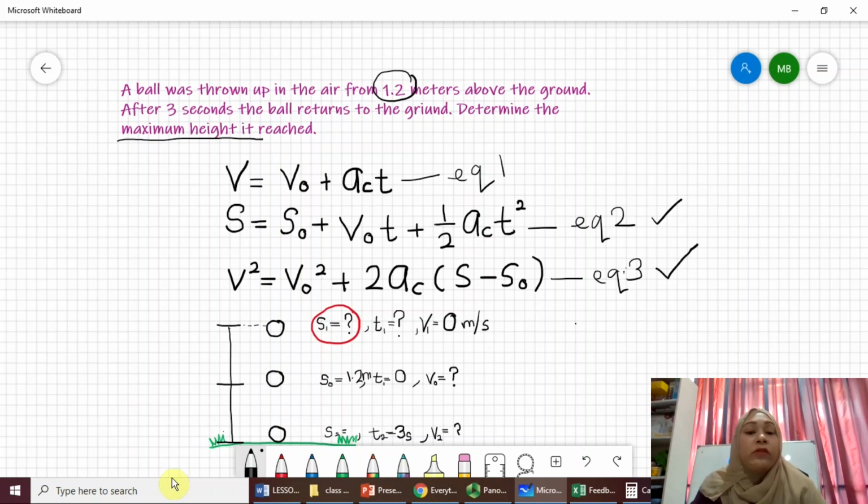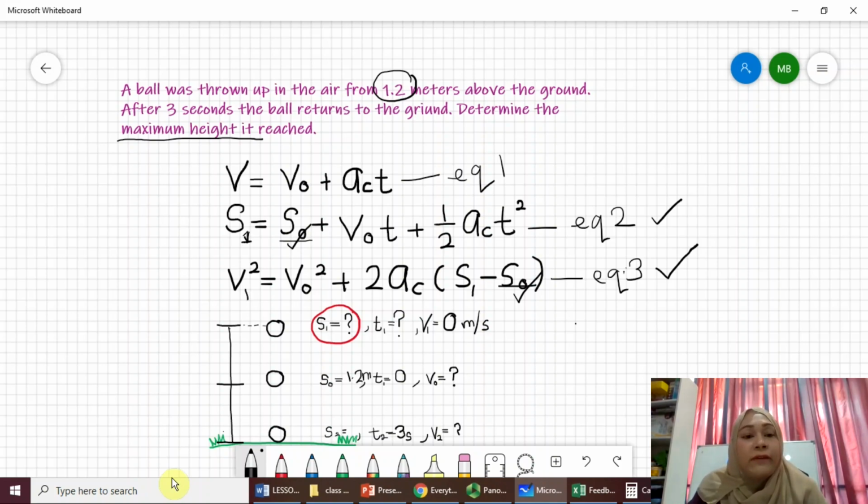Now, since you have 3 different positions here, and in this equation each position uses the initial position, where you can see S naught here. Now, for S, would it be S1 or S2? Okay, let's try S1 first. Why? Because we want to find S1. So we will name all the S as S1 and all the V as V1.